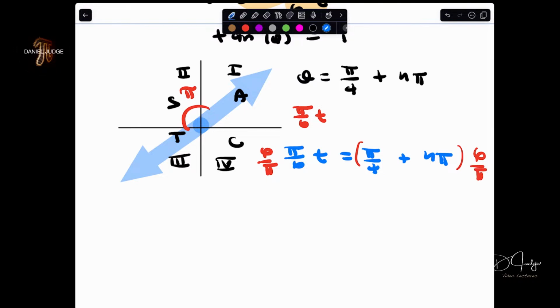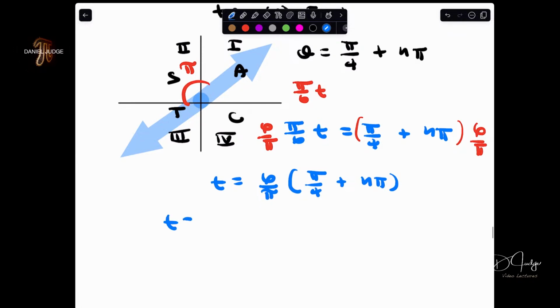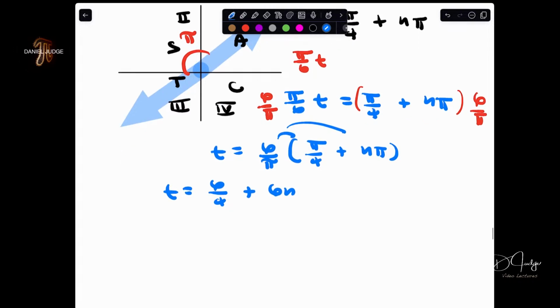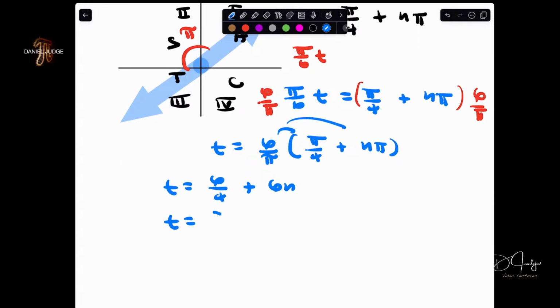And then now you end up with what? t equals 6 over pi times pi over 4 plus n pi. So t is going to be really 6/4 plus 6n. Remember, you're going to distribute that. So your t is actually 3/2 plus 6n, where n is an integer value.